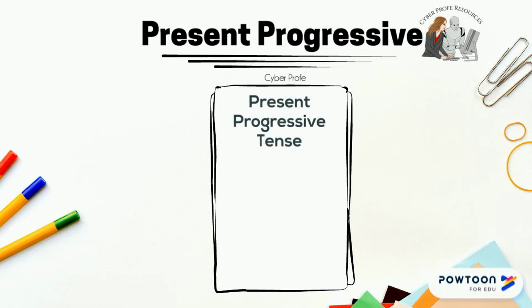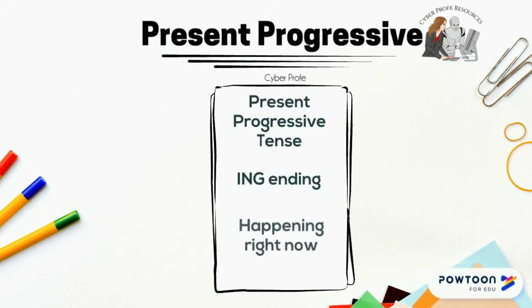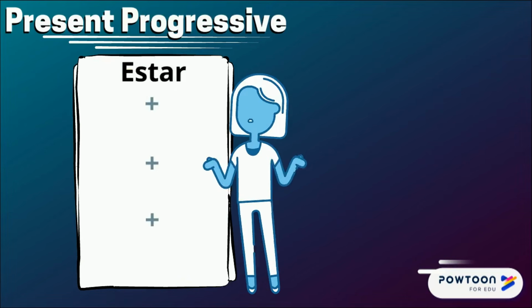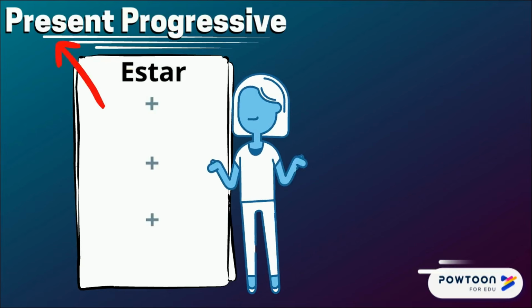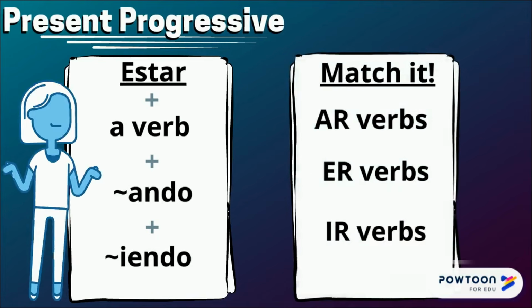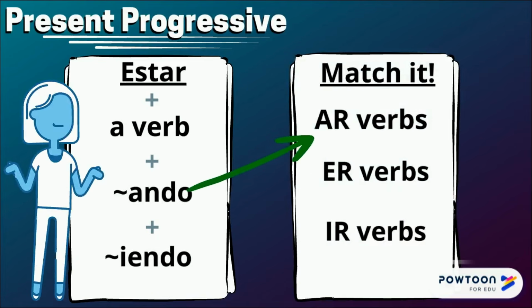Let's learn about the present progressive tense. This tense matches the -ing ending we use in English, but in Spanish we use it when we want to emphasize that something is happening right now, in the moment. What do we need to use this tense? We need the verb estar, and for this video, we'll stay in the present tense. A verb, and then one of the present progressive endings, either ando or yendo. The ando ending goes with AR verbs, and the yendo ending goes with ER and IR verbs.